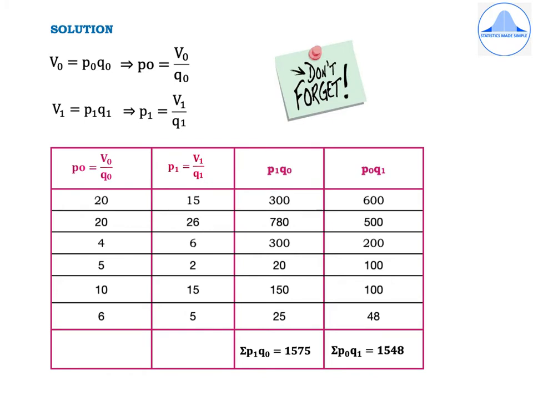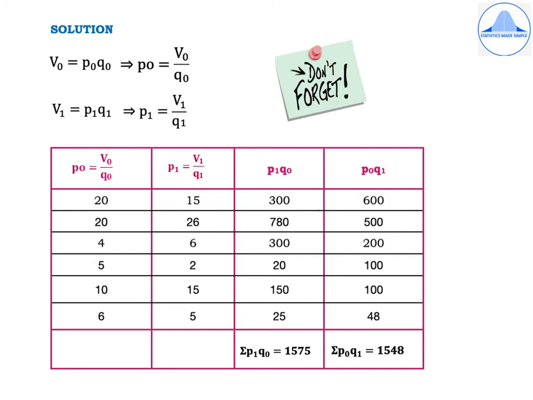Now for this particular problem, since the quantities and the values are given for the base year and for the current year, we first need to find out the prices for the base year and for the current year. So under solution, we first start with V0, which is equal to P0 Q0, which implies P0 is equal to V0 divided by Q0. Similarly, we know that V1 is equal to P1 Q1, which implies P1 is equal to V1 divided by Q1. This is a very important step. Please don't make a mistake over here.